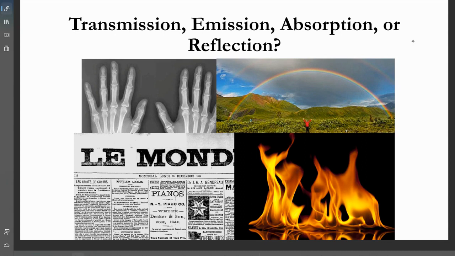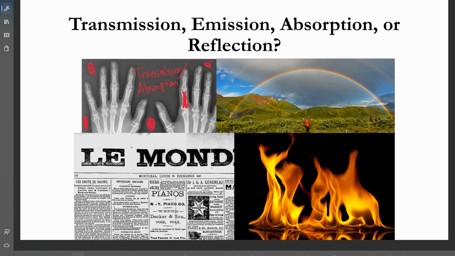Okay, so this is transmission or absorption. Transmission, absorption, because this is an X-ray. This is an X-ray of someone's hands, right? The white parts where the bones are, that's where the X-rays are getting absorbed, so we don't see it. Whereas the darker spaces, anywhere there's not white, that is where the X-rays are being transmitted.